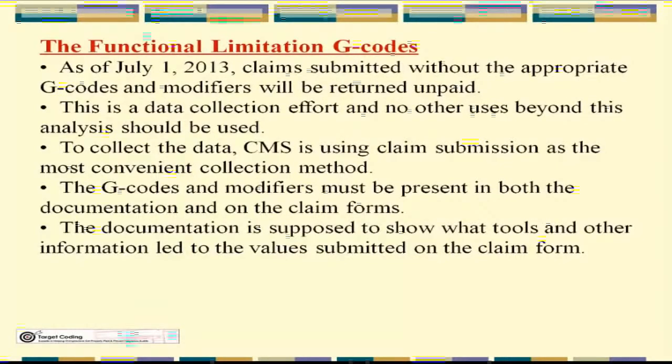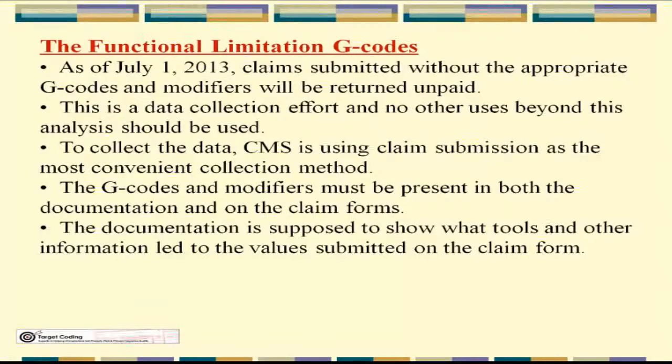They don't want you to send in your notes. They're not going to ask the patient about what's going on, so they felt the best way to collect this data is through claim submission. So these G-codes and the modifiers, which we're going to get into very specifically in a few minutes, must be present in the documentation and on the claim forms. The documentation is supposed to show what tools and other information led to the values being submitted on the claim. So the tools I'm going to go over also in a few minutes.